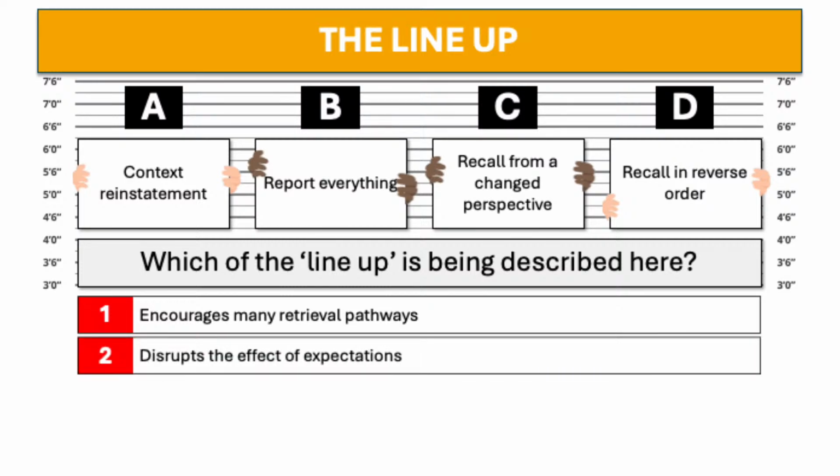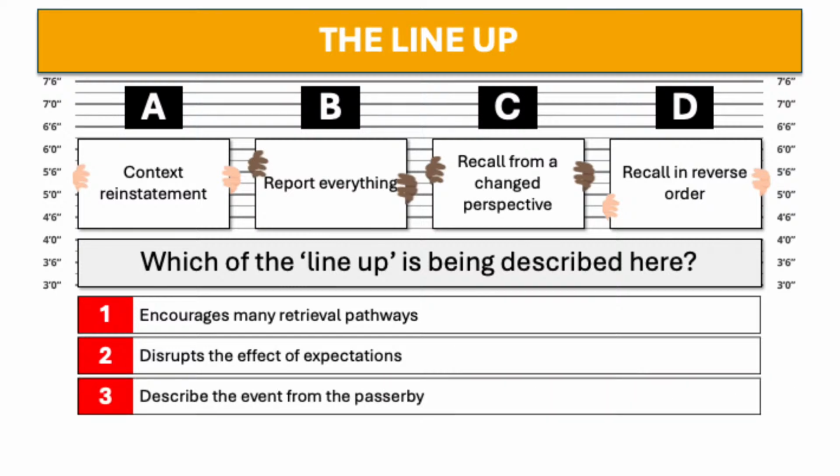Okay, so number 2, let's see whether this changes your answer. It disrupts the effect of expectations. It disrupts the effect of what you maybe expect to see or what you expected to recall. Got a real mixed bag coming in here. So we've got a few D's. Is Ruby stuck with D? No, Ruby's changed from B to D. Let's have a little look. Has anyone else changed? Amina has changed from B to D.